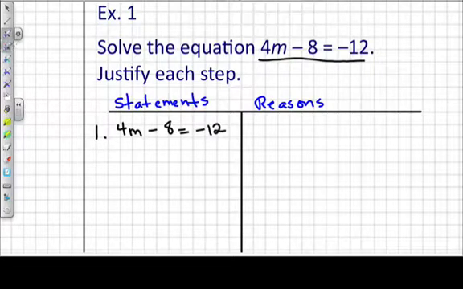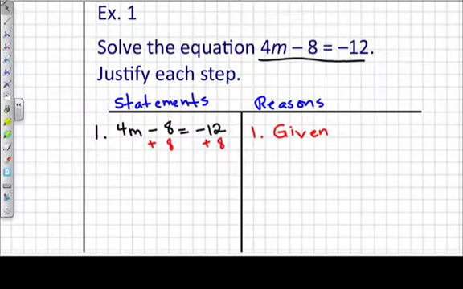Alright, so that was easy. But the reason here, we're going to say, okay, well that was the problem that was given to me. So the reason here is given. Now I want you to imagine, what would we do to solve this equation? Well, to isolate the m, the first thing we would do would be to do the opposite of that subtraction, and we would add 8 to both sides, right?